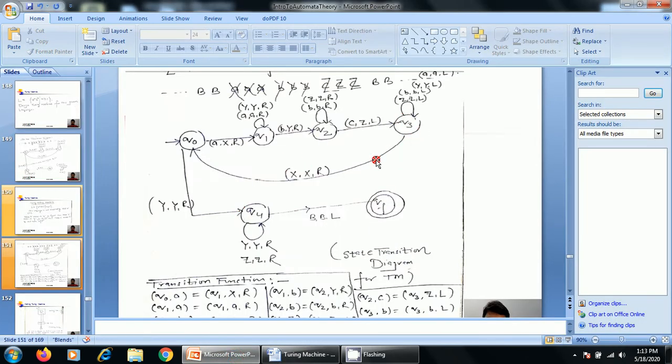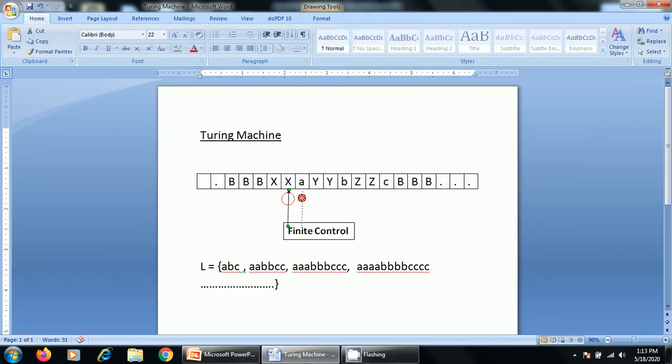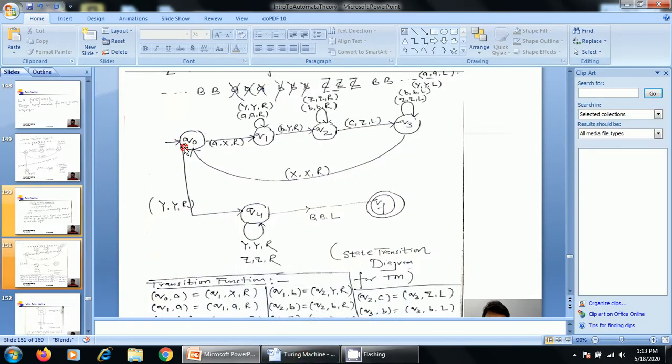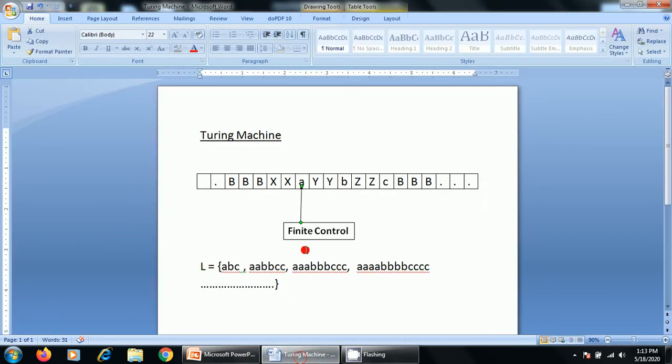If we are at this position and there is X, keep it X and move right. Now we are at Q naught. If there is X, keep it X and move right. Now we are at this position and at state Q naught. And now this whole procedure will repeat again. Why? Because there is a third A, third B and third C also available in the buffer.